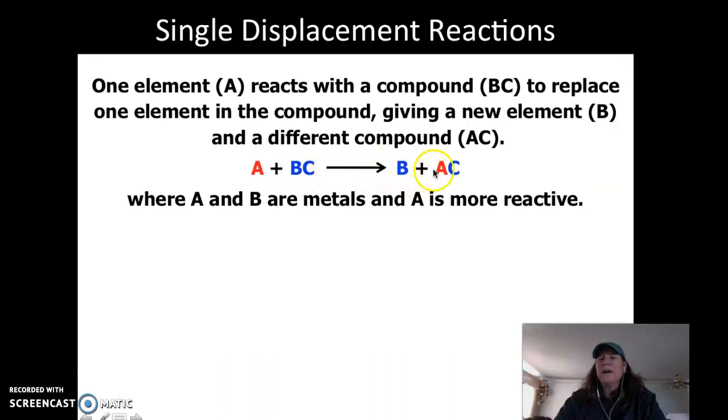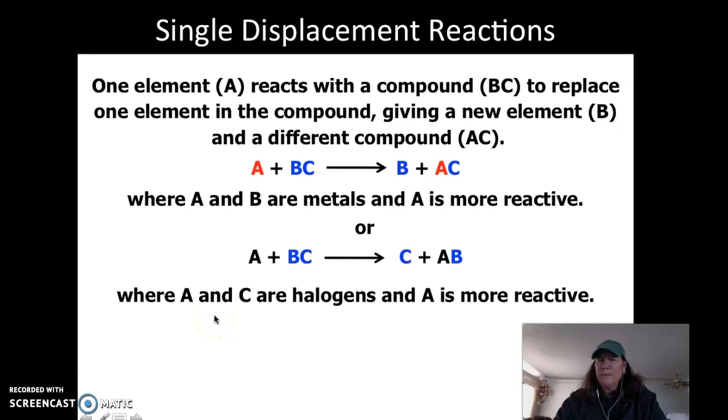Now B is by itself and A combines with C. So you start with 2 reactants and you end with 2 products. So you know it's not synthesis or decomposition because they have different amounts on each side. Here you start with 2 and end with 2. You just got to look for elements by themselves.